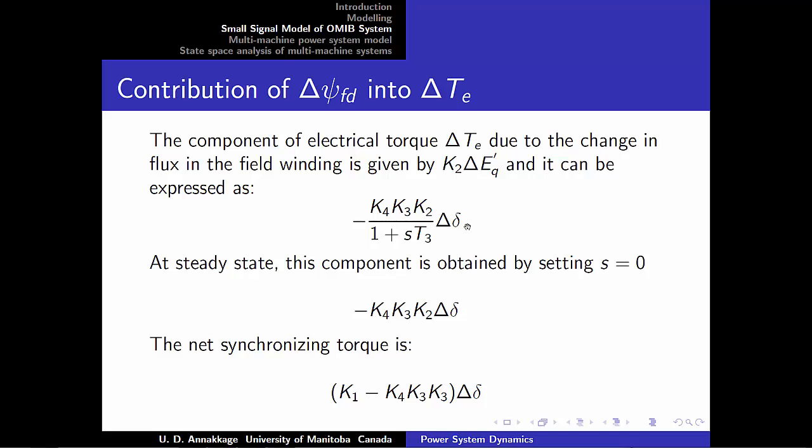Again, referring to the control block diagram, there is another component K1 delta delta. So the net synchronizing torque is K1 minus K4 times K3 times K2 delta delta. And if this is positive, the machine is stable from steady state point of view. In other words, when the rotor angle is disturbed from its equilibrium, it will come back to the equilibrium.